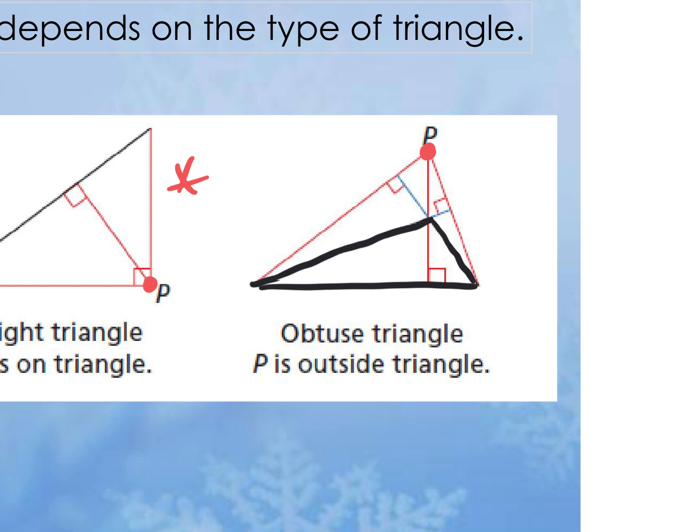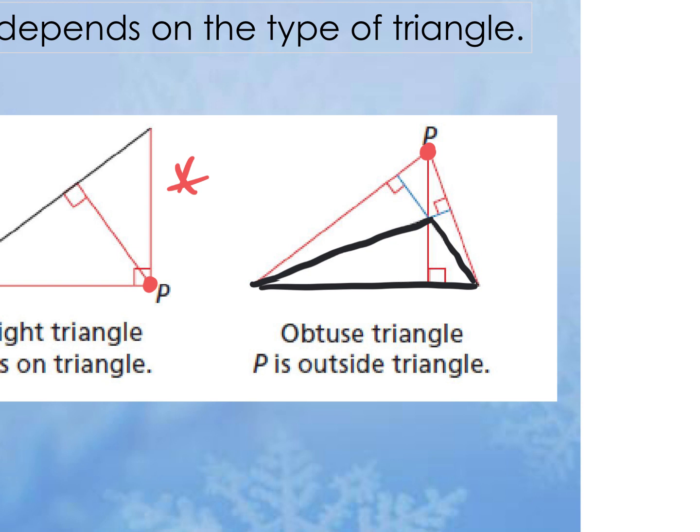Now, 2 of our points, the circumcenter and the orthocenter, can be inside, on, or outside. What are the 2 points that must always be inside the triangle? Yes? The in-center and? Not the circumcenter. The in-center and? What was the second one? We just learned it, yeah? The centroid. Very good, okay?